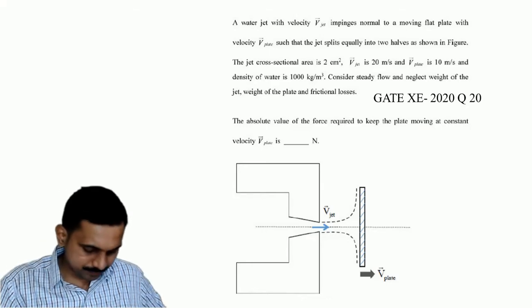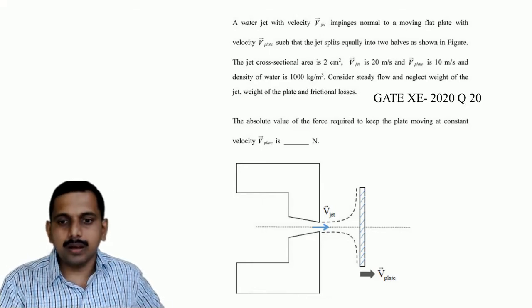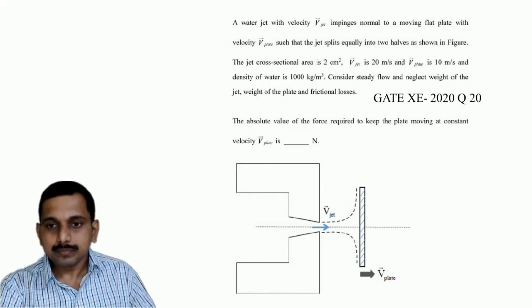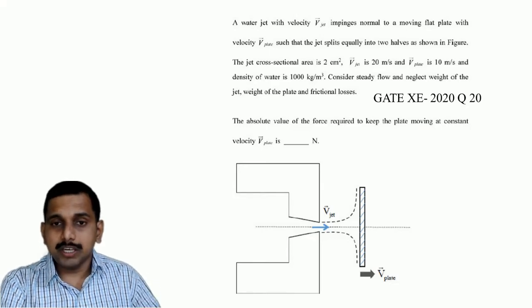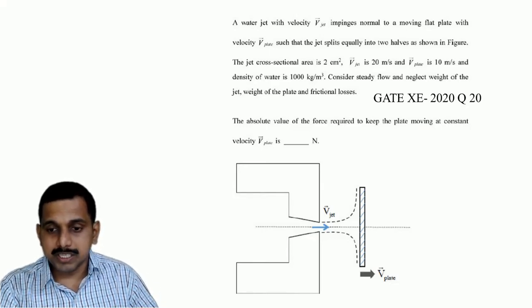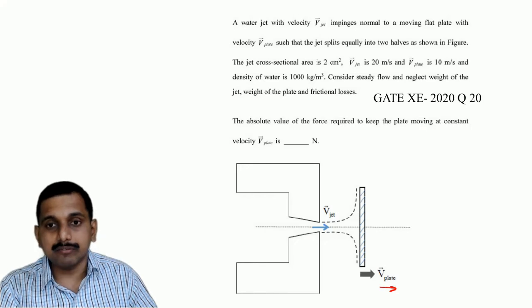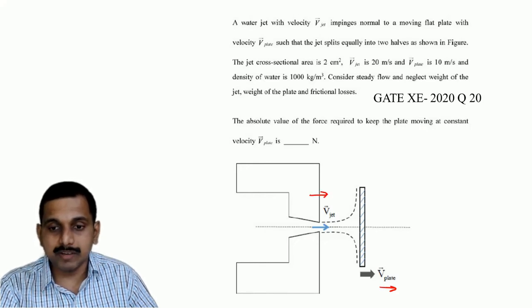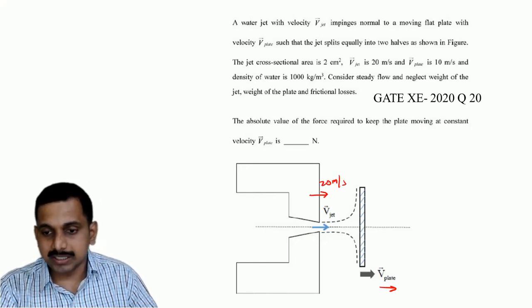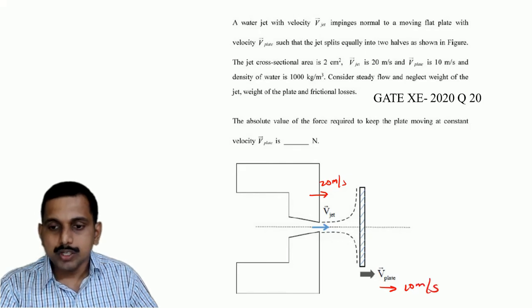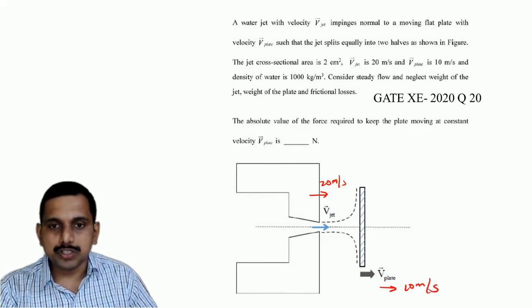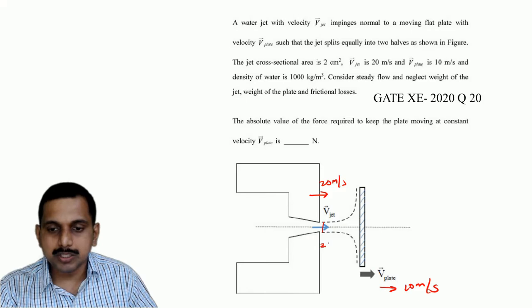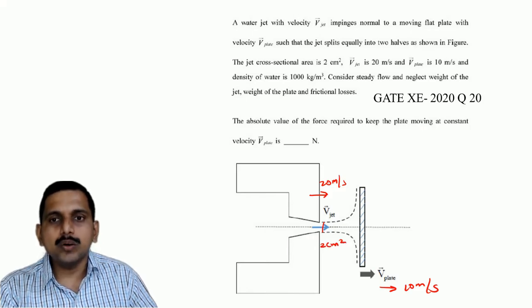So let us see this. Now what is given here? The water jet impinges with V jet, and there is a velocity with which the vane is going. This velocity is given as 20 meters per second, and this is given as 10 meters per second. So we have to find the force. The cross sectional area is given as 2 centimeters square. Fine. Now how to do it?